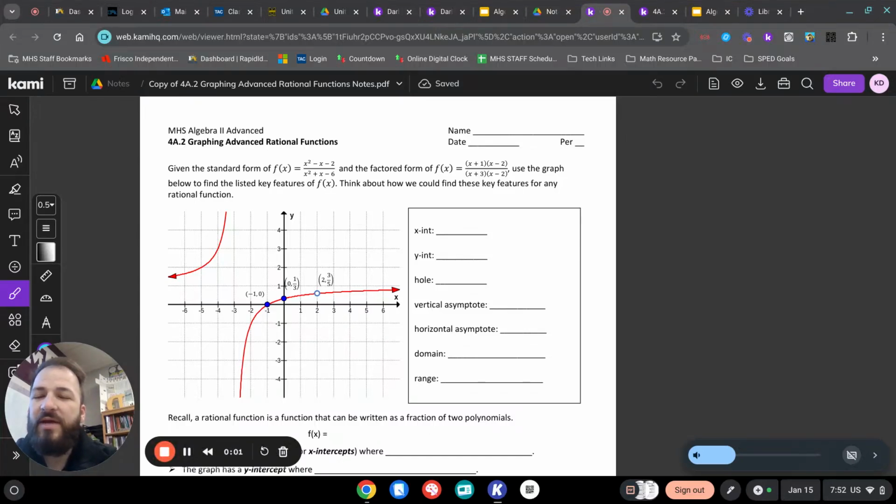All right, y'all. Today we're going to be talking about graphing advanced rational functions. So last class we talked about graphing rational functions with transformations in our form with our a, our b, our c, and our d value. But that's not all the rational functions we could run into.